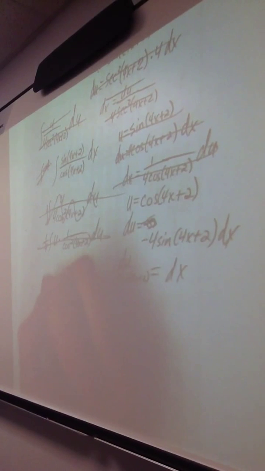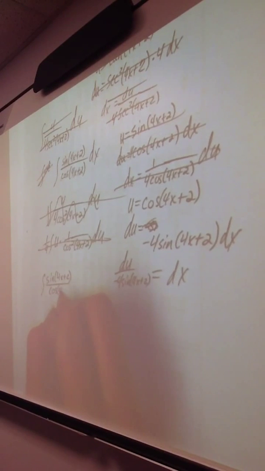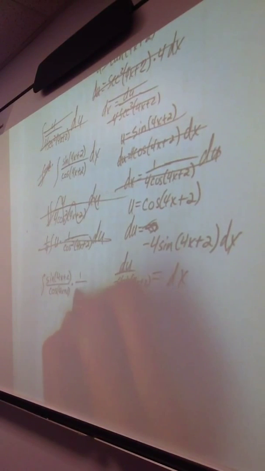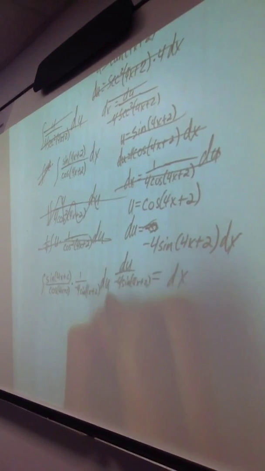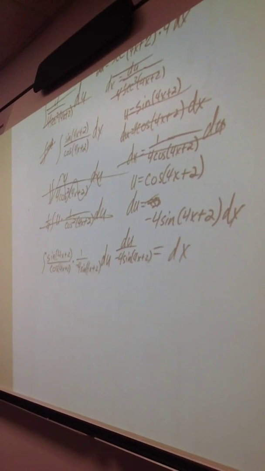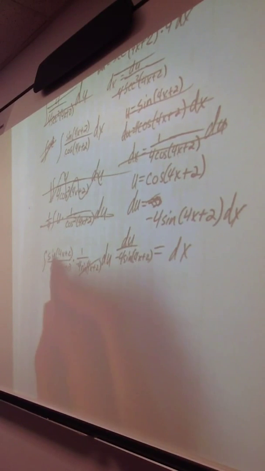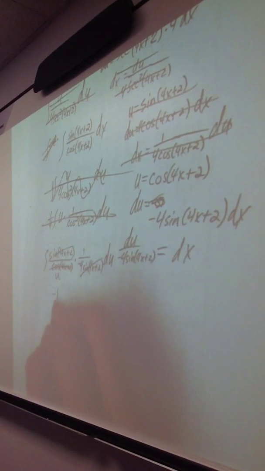So you end up with, I'll rewrite it, sine of 4x plus 2 over cosine of 4x plus 2 times 1 over negative 4 sine of 4x plus 2 du. Well, the sine of 4x plus 2's are gone. Cosine is u. So I end up with negative 1/4 times 1 over u du.